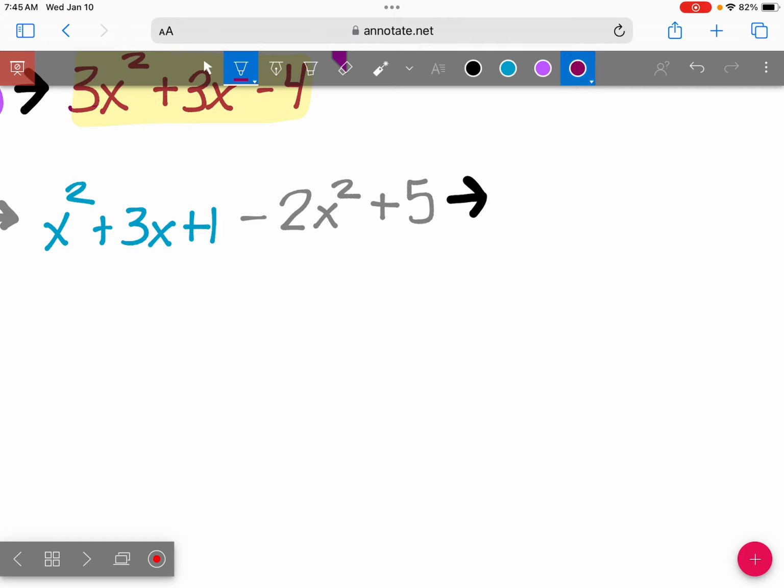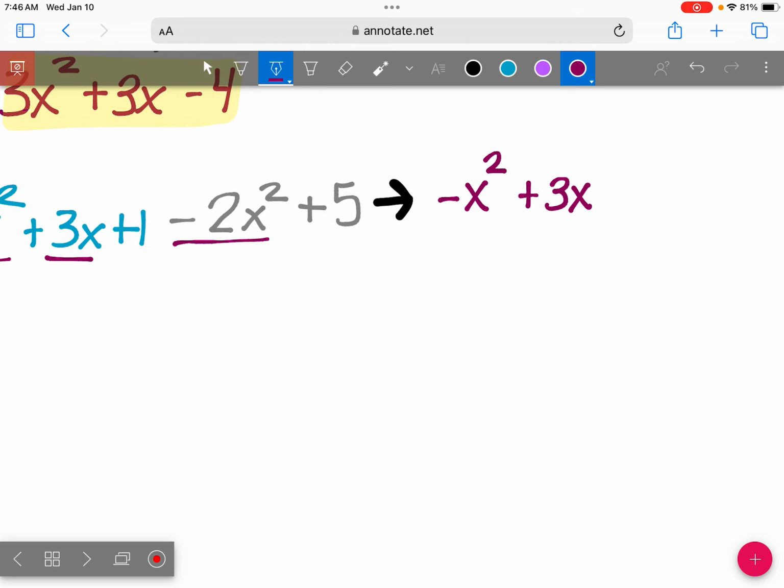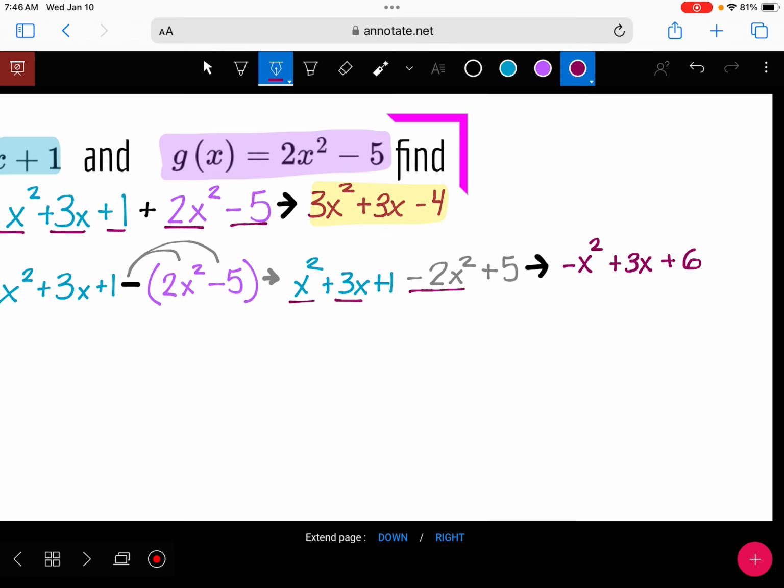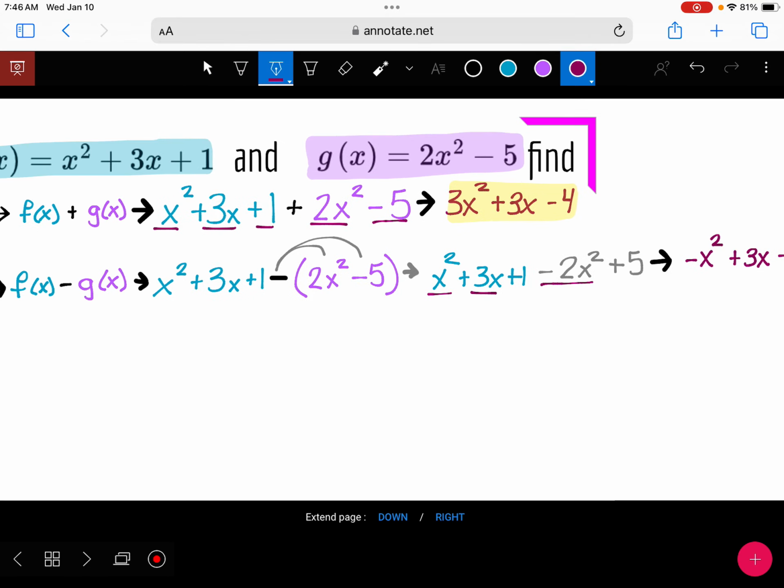Combining those like terms together, I have x squared minus 2x squared. How many x squareds do we have? Negative 1x squared, or minus x squared. I don't care if you put the number in front, either way it's fine. The 3x is all by itself right here. And then I have plus 1 plus 5. So we get plus 6.